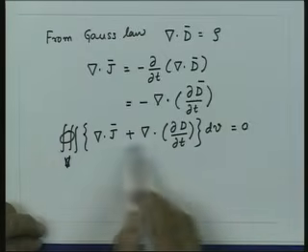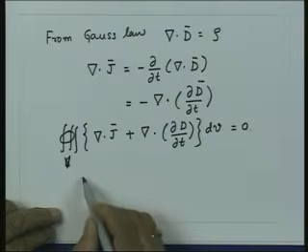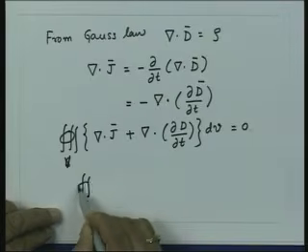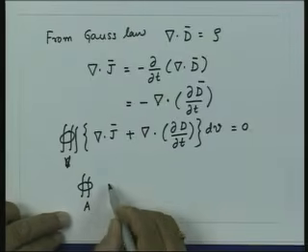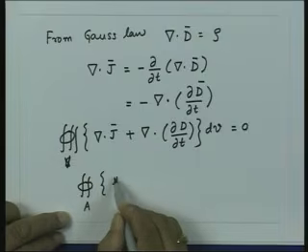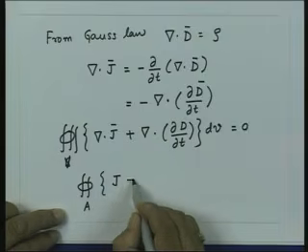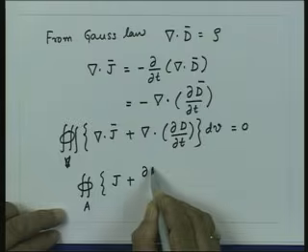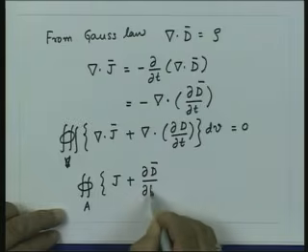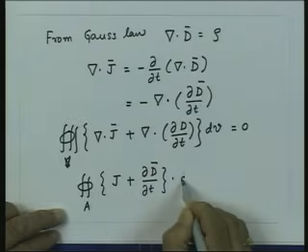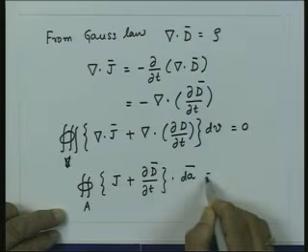From here, again using the divergence theorem, this thing can be written as over the surface area A, J plus dD by dt into dA, that should be equal to 0.